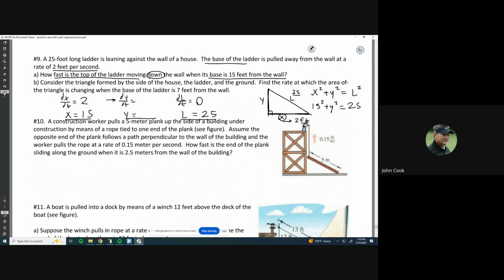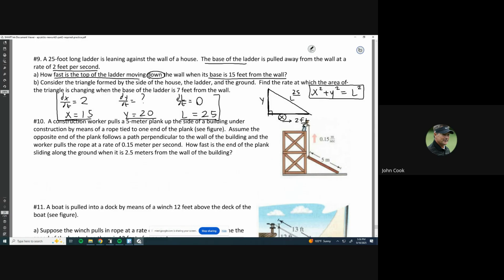which is 25 squared. And if you remember your geometry, this is a 3, 4, 5 triangle. So if you were to solve for y, you'd end up with 20 because it's 3 times 5, 5 times 5, so 4 times 5 would be that other side length. Anyways, once we have a relationship between the variables and we have all of the rates lined up and we know which ones we're searching for, at this point, we just plug in after we take the derivative.